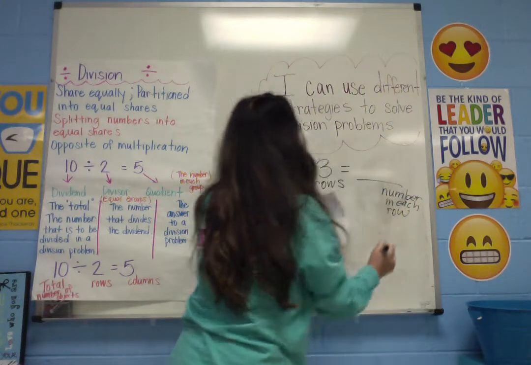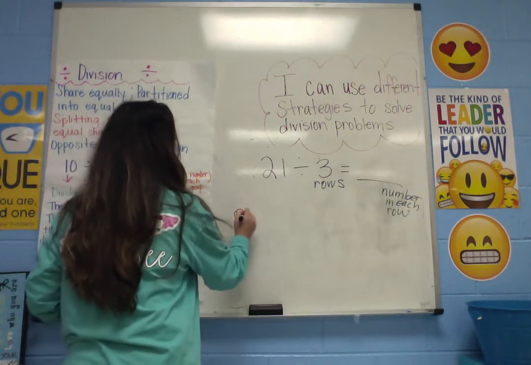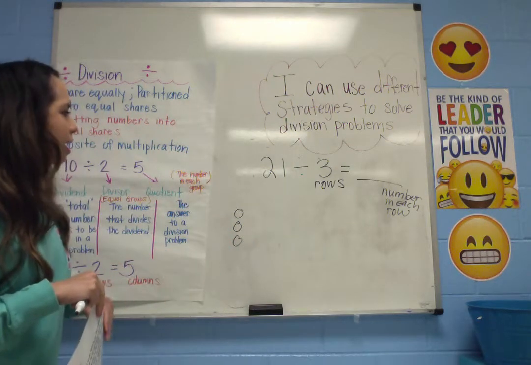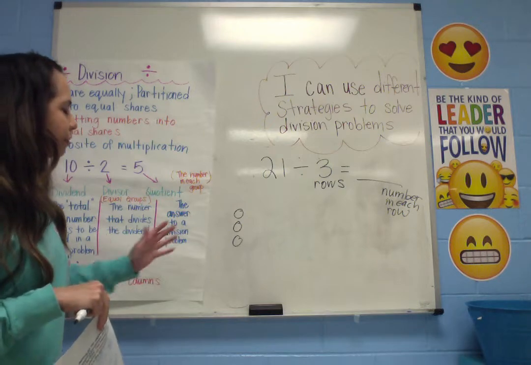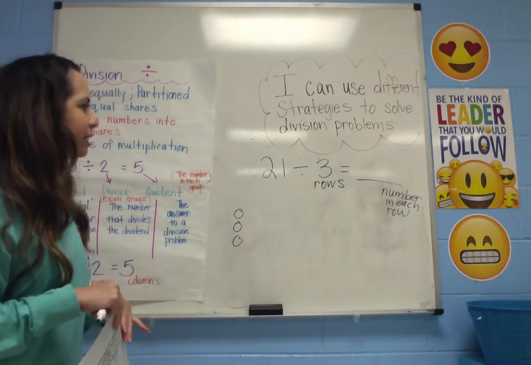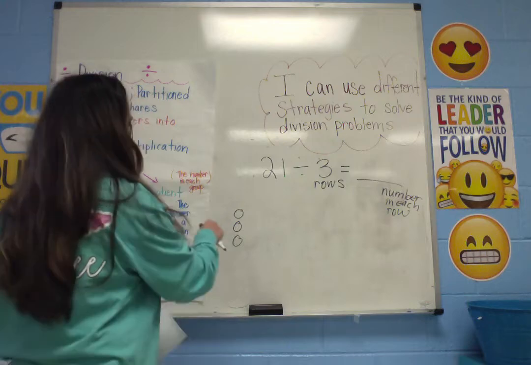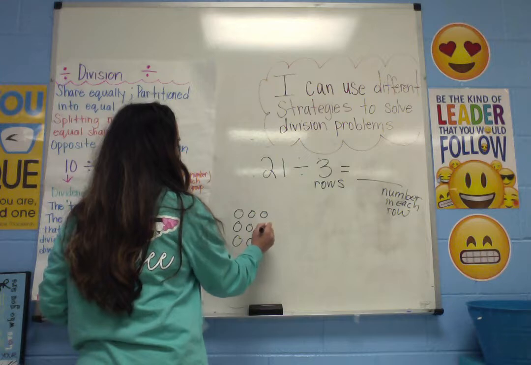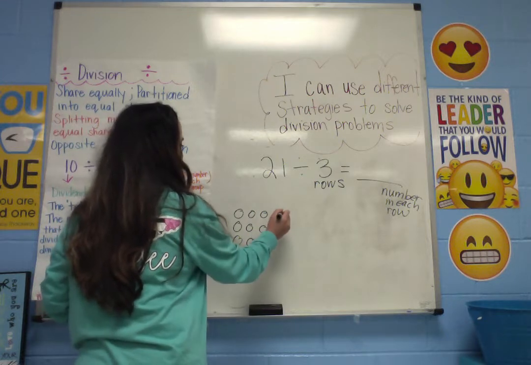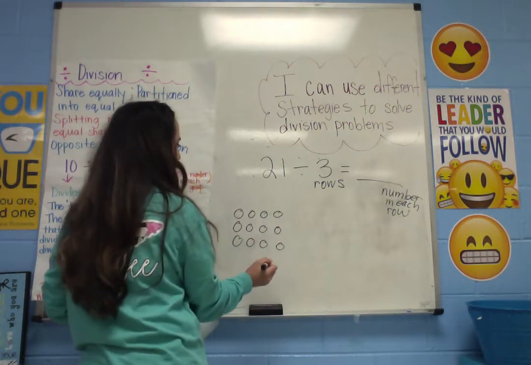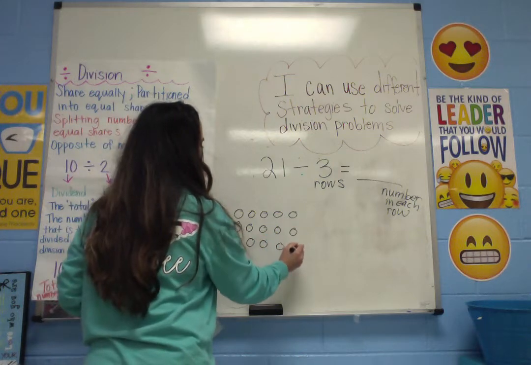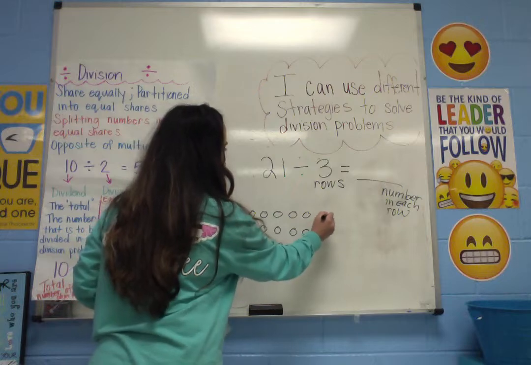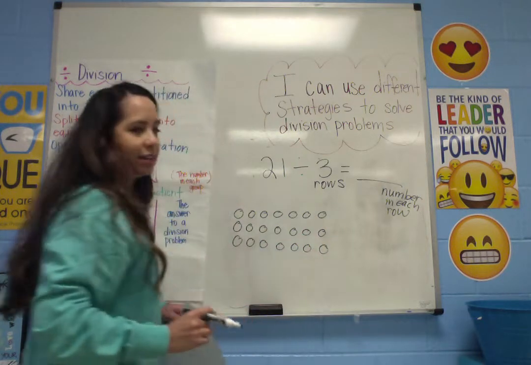All right, so I have 3 rows. Let me set my rows up. We know rows go horizontally, side by side, and I'm just going to continue adding a set of 3 until I get a total of 21. So here's 3, 4, 5, 6, 7, 8, 9, 10, 11, 12, 13, 14, 15, 16, 17, 18, 19, 20, 21. I'm going to stop there.